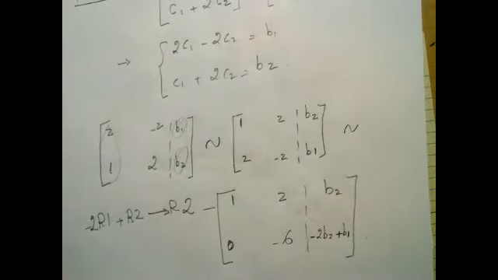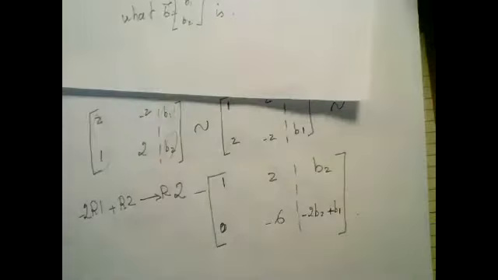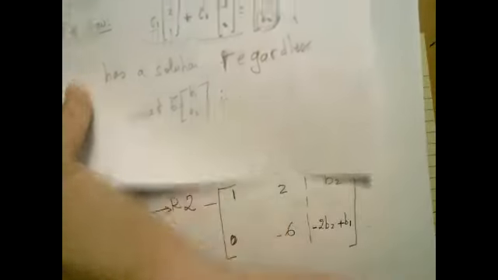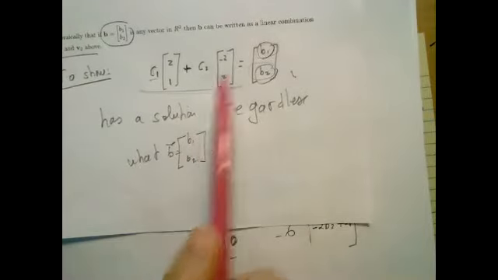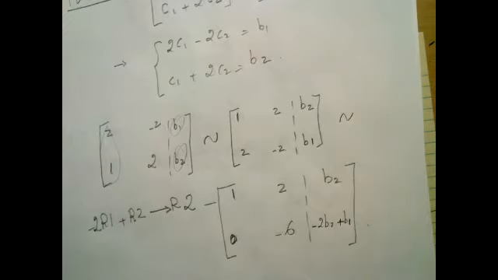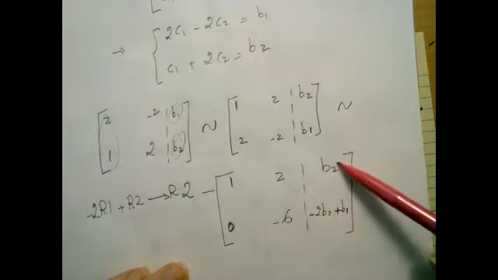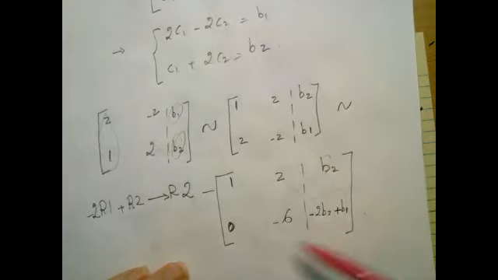And now, this is my question to you. Can I always find a solution of my original system? It means, can I always find those weights that will give me minus 2, 2, regardless of what B2 and B1 is? Can anybody argue that? Means, is there any value for the vector B which will make this system inconsistent?